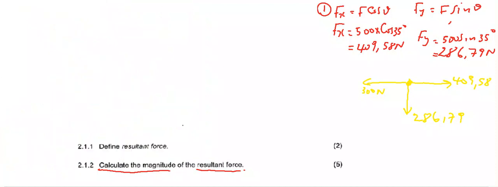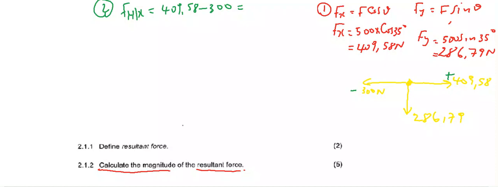Let's combine. Step number 2, F horizontal or Fx will be equal to, let's choose direction, take right as positive, which means this side is positive, this one is negative. So we have 409,58 newtons minus 300. Then sicofa i-calculator. Calculator yethu isinike bani? Minus 300. Am I correct?